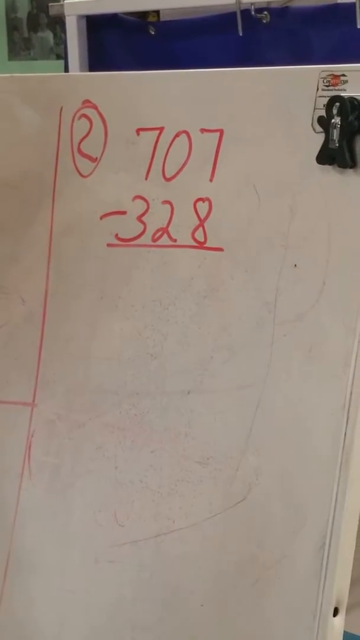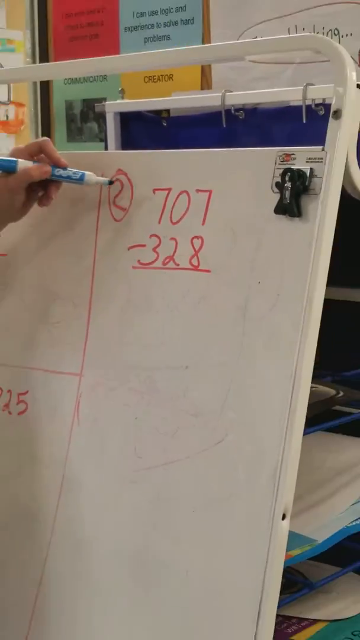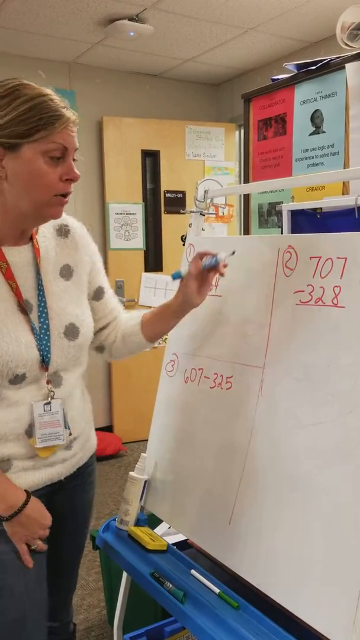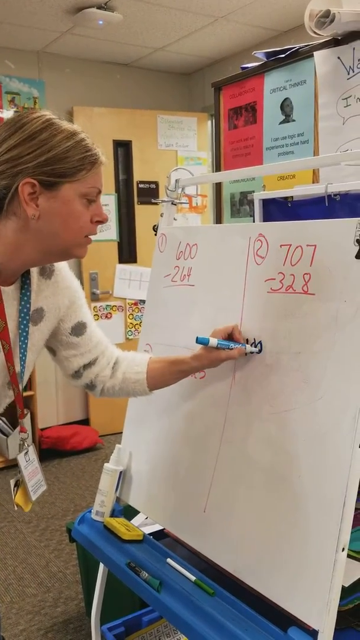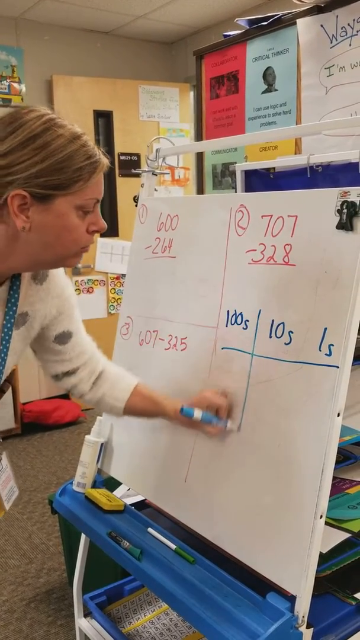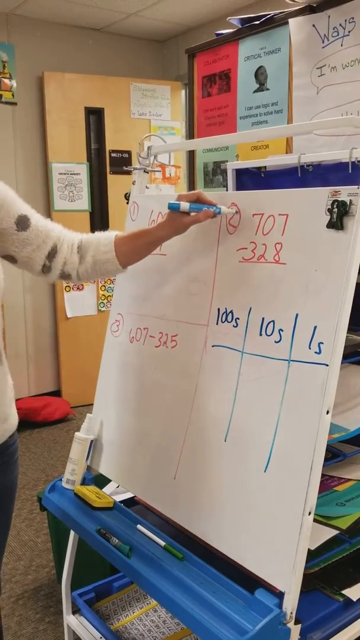Subtraction with regrouping, second grade. We're going to start with 707 minus 328. The first thing I'm going to do for my proof drawing is make a picture of the larger number, the number on top. In this case, it's 707.